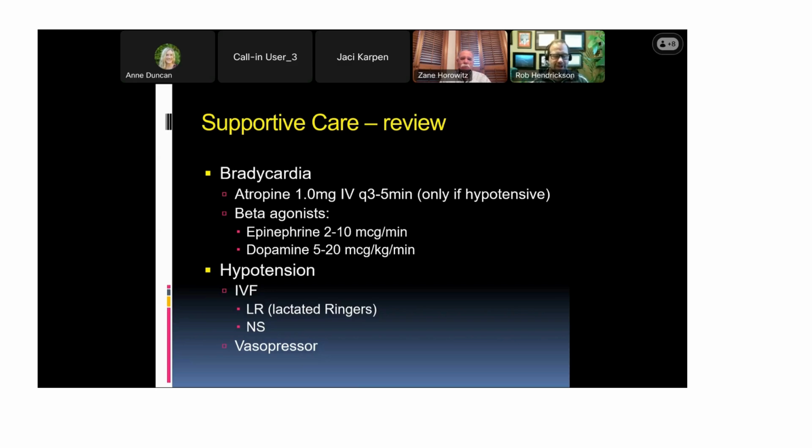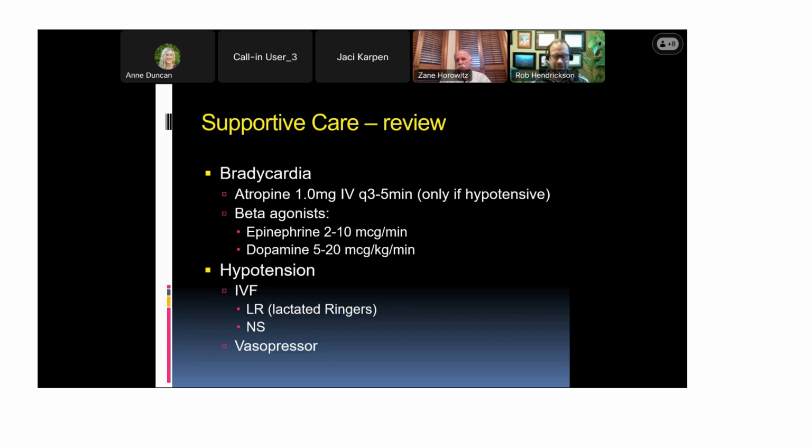And then obviously hypotension, IV fluids, lactated Ringer's and normal saline. Personally, I don't have a preference. Some practitioners have a very intense preference one way or the other. Trauma surgeons tend to really love, or surgeons in general try to love lactated Ringer's.